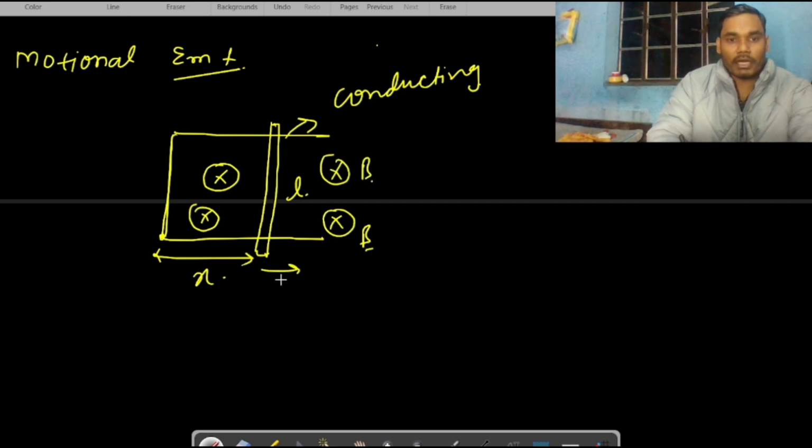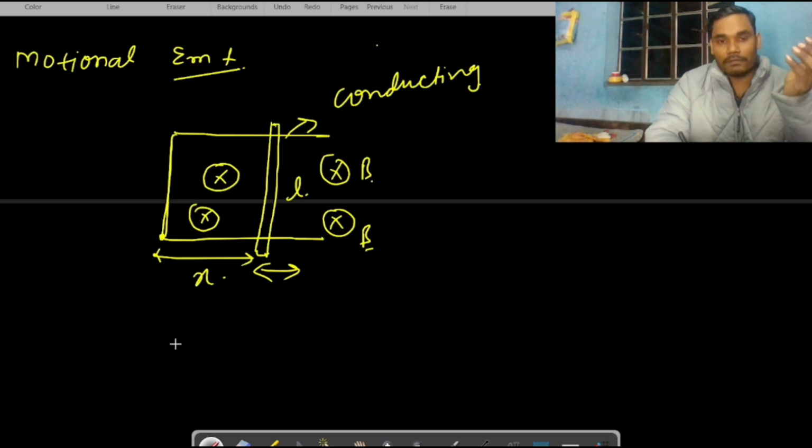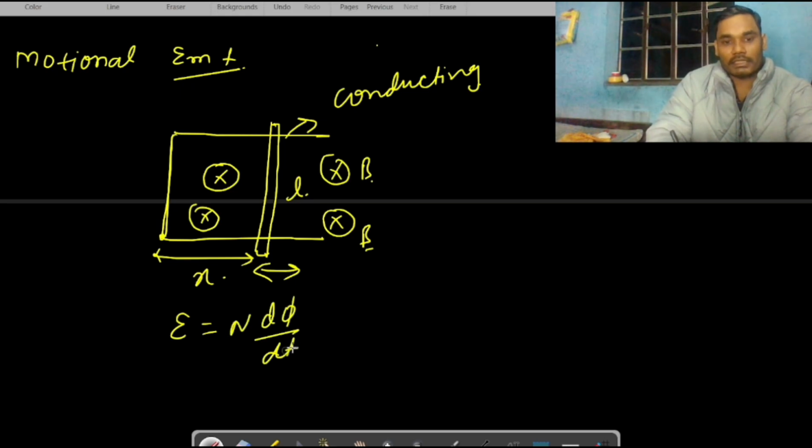Now if I oscillate this rod, then EMF will be induced in this rod. Since this rod is in a closed circuit, current will be induced. If I divide the EMF by the resistance of this rod, we will get the current. The EMF is again N d phi by dt, but this time the number of loops is 1, so EMF will be d phi by dt.